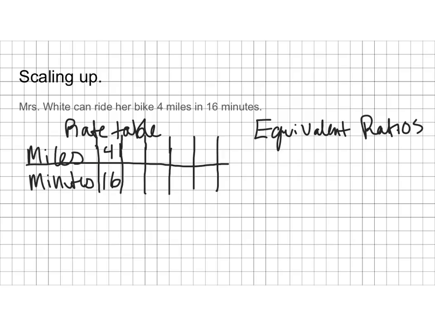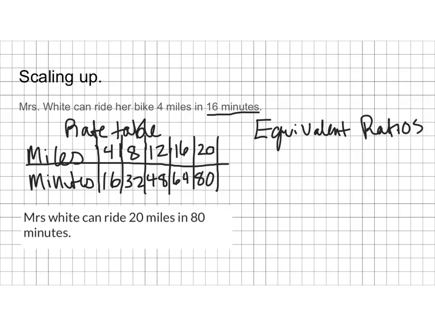And so since I'm interested in getting up to 16 minutes, then I'm just gonna scale up until I hit 16. So I'll do 4 and then 8, so that's doubling, so 32. And then 12 will be 3 times bigger, so that's 48. 16 is 64, and then 20 is 5 times bigger, which is 80. So that means that she can ride 20 miles in 80 minutes. Now let's see how that math could look like using equivalent ratios.